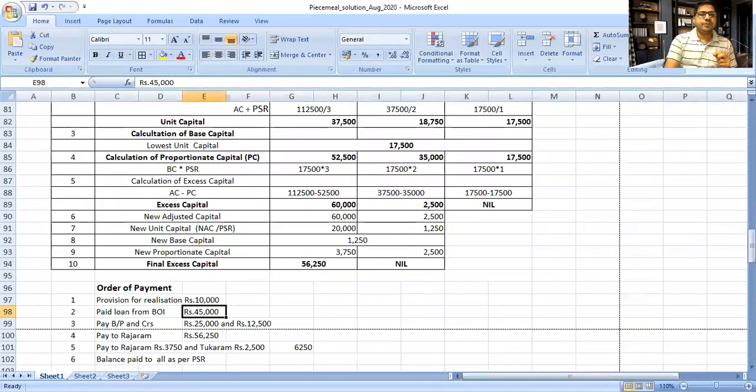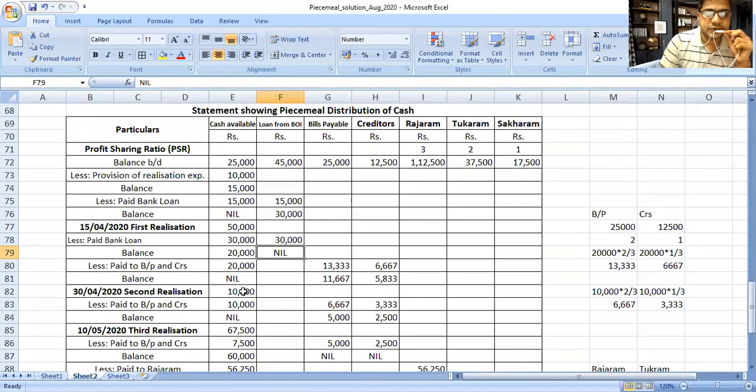Now, if you see the order of payment, the next order was bills payable and creditors. Bills payable value was 25,000 and creditors 12,500. Now we decided to pay them. How will we pay them? We consider the ratio. Now we have to pay 25,000 bills payable and 12,500 creditors, and we calculate the ratio, that is 2 is to 1.